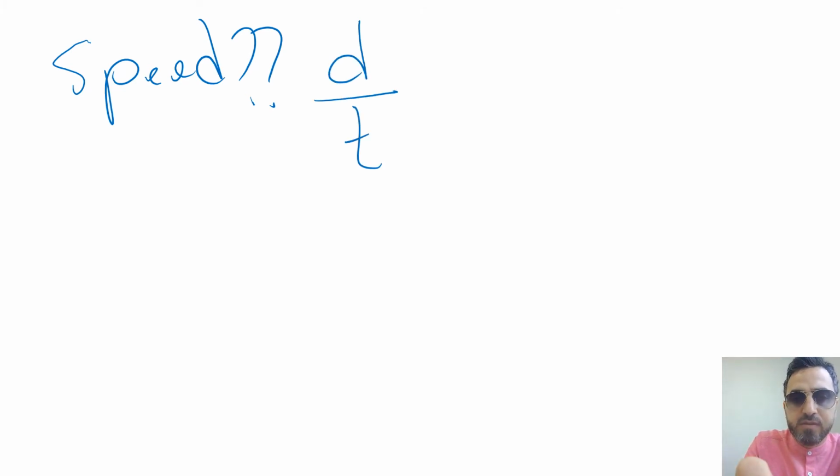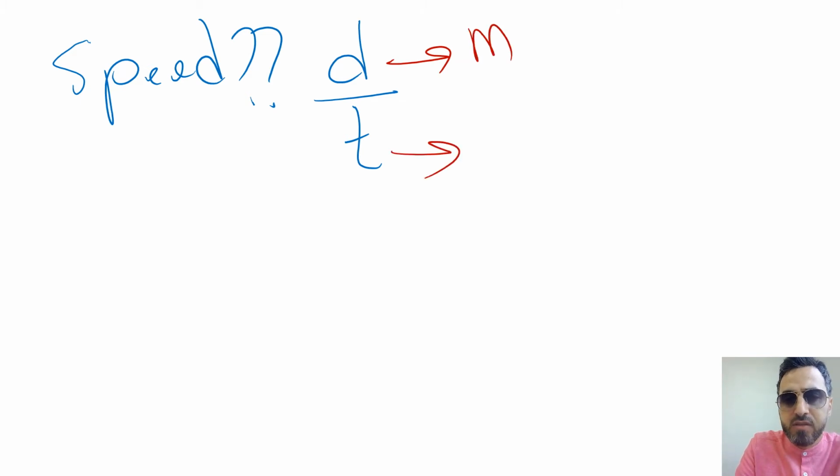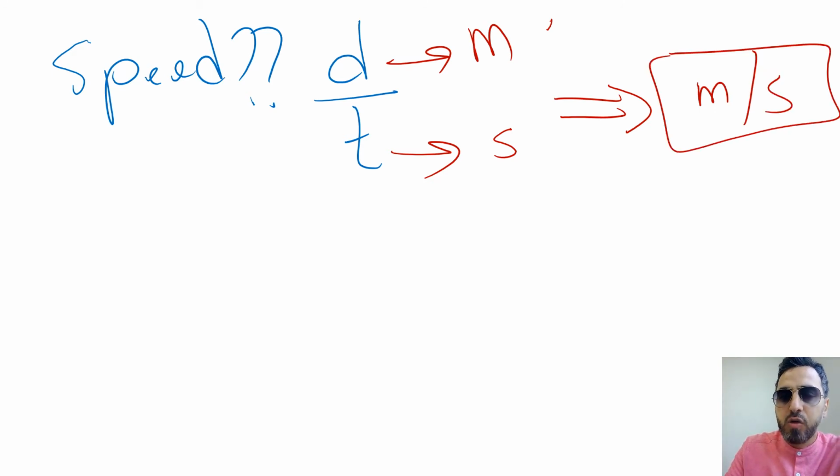What's the unit of distance? The unit of distance is meter, and the unit of time is second. So what's going to be the unit of speed? Meter per second. So this is what we call combination units, or we can call them derivative units.